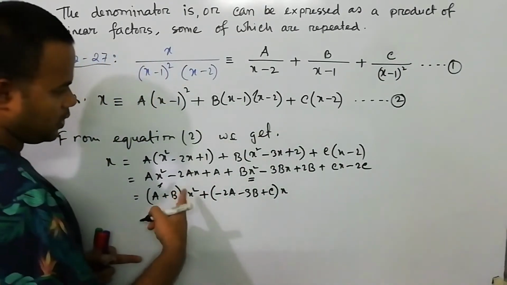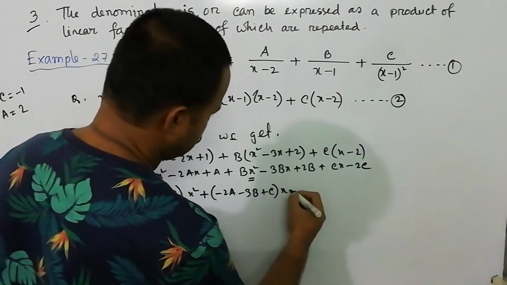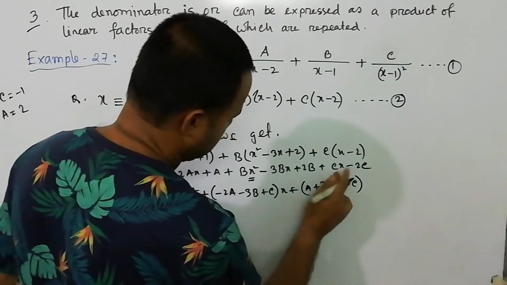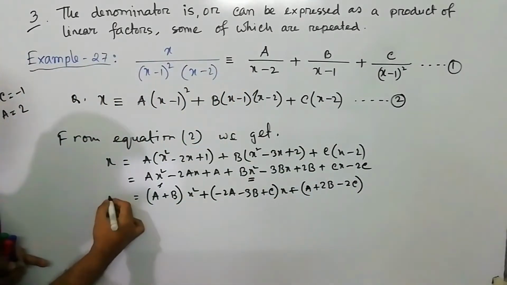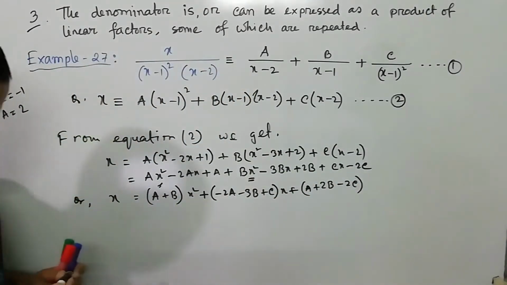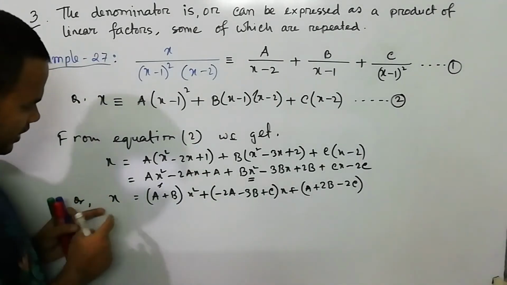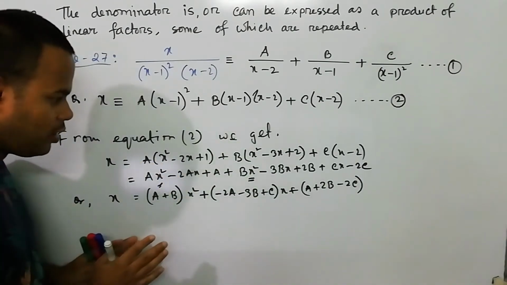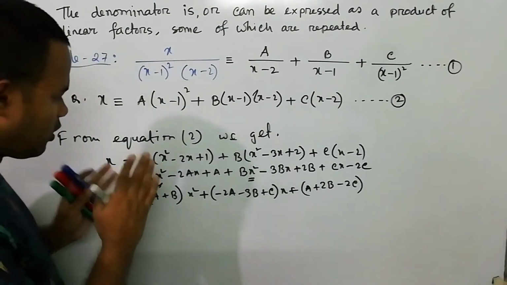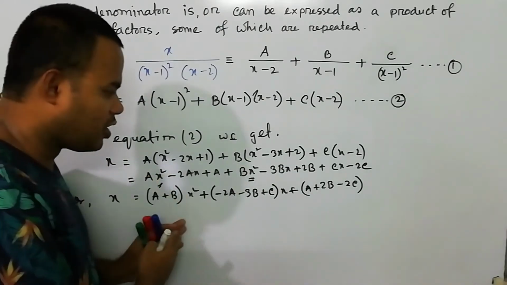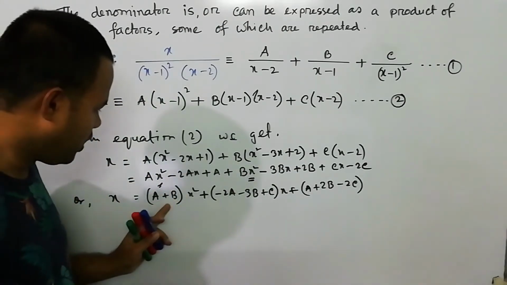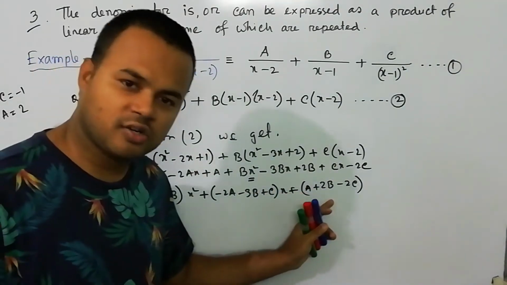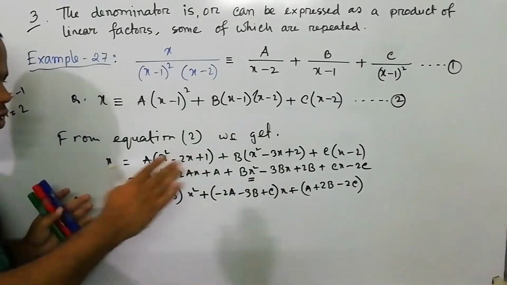Okay, now we have a constant term a plus twice b, a plus twice b minus twice c. And on the left side we have only x. In this equation both sides are equal. To be equal, the coefficient of each term, that is the coefficient of x square, the coefficient of x, and the constant term, must be equal on both sides.